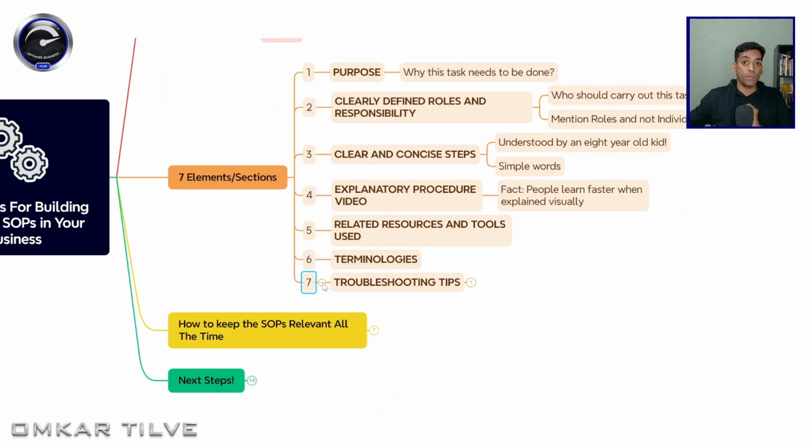And lastly, this is also my personal favorite, which is to add troubleshooting tips in your SOP. Because when a certain task is being executed and something goes wrong, the employee calls the boss. And if the boss is busy, then that task gets stuck over there only, because the employee will say the boss didn't give me guidance on how to move ahead with this.